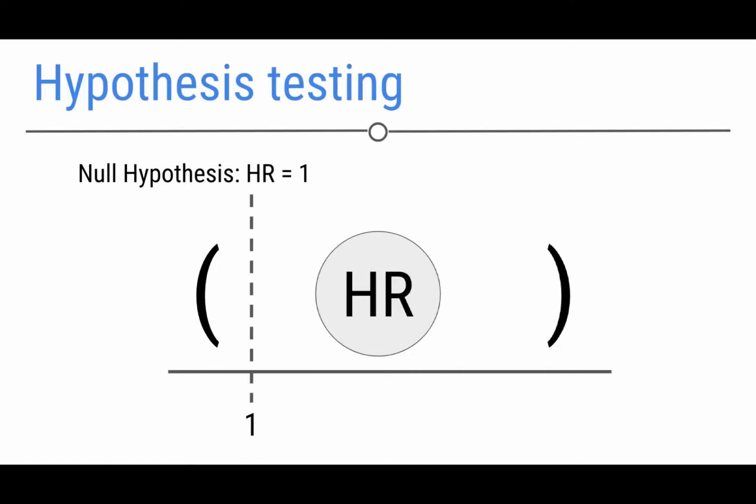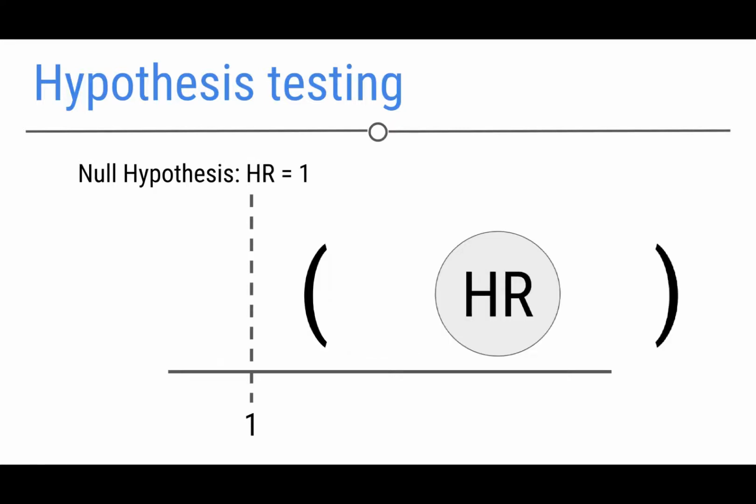Generally, this means that if the confidence interval for the hazard ratio coefficient includes 1, it will not be statistically significant. And likewise, if the confidence interval does not include 1, it will be statistically significant. This is different than, say, continuous regression models where the null hypothesis is that the coefficient is equal to 0.